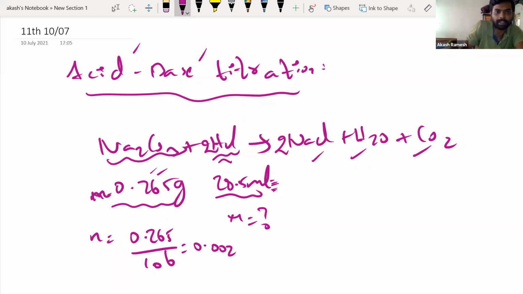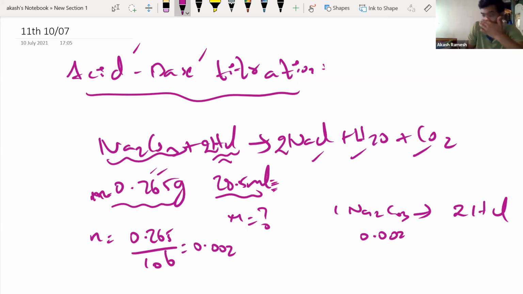Okay, now from the stoichiometric equation, I can easily say that for one Na2CO3, we require 2 HCls. Now how much do I have? I have 0.0025 moles of Na2CO3. You see, it's double. 1 requires 2. So the double of this is what will be required.